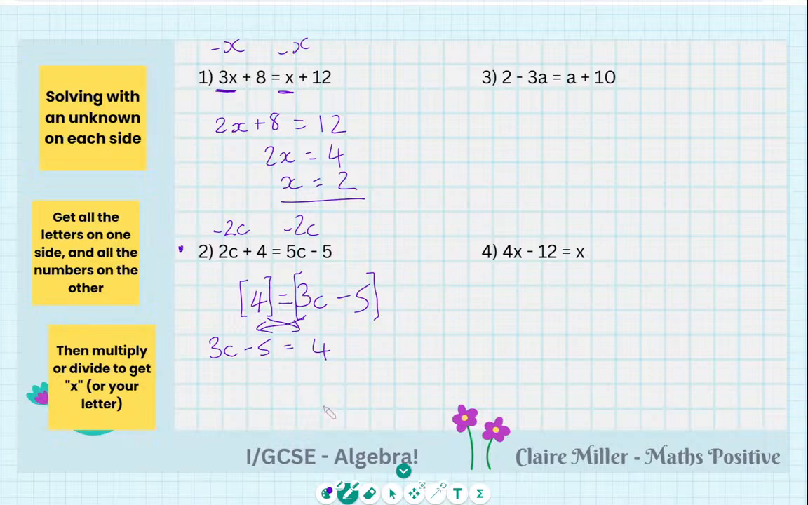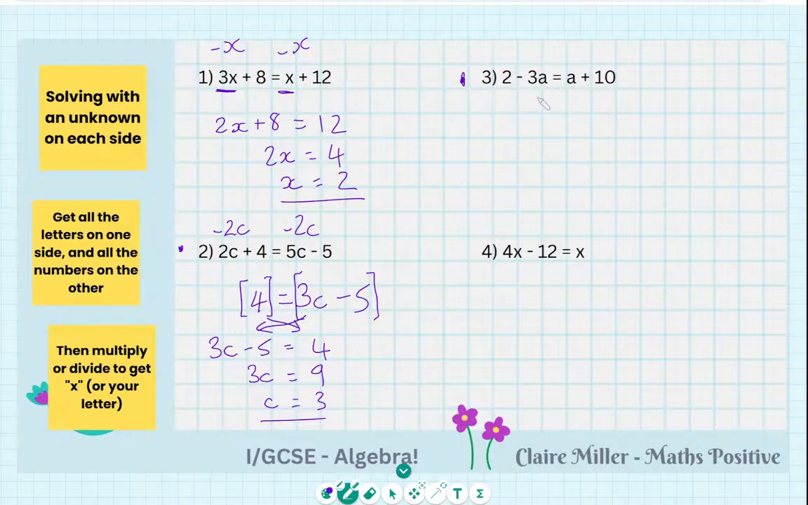Then we're going to be adding 5 to each side, so 3c equals 9, and then dividing both sides by 3. So c equals 3. All right. Oh, what about this one? Gosh, this looks like it's in a funny order.